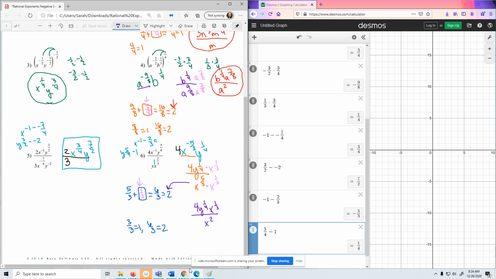Double checking, I don't see any negative exponents. All my fractions are reduced. And I don't have any fraction exponents in the denominator. That was the whole point of doing this process right here. So this right here is my final answer.